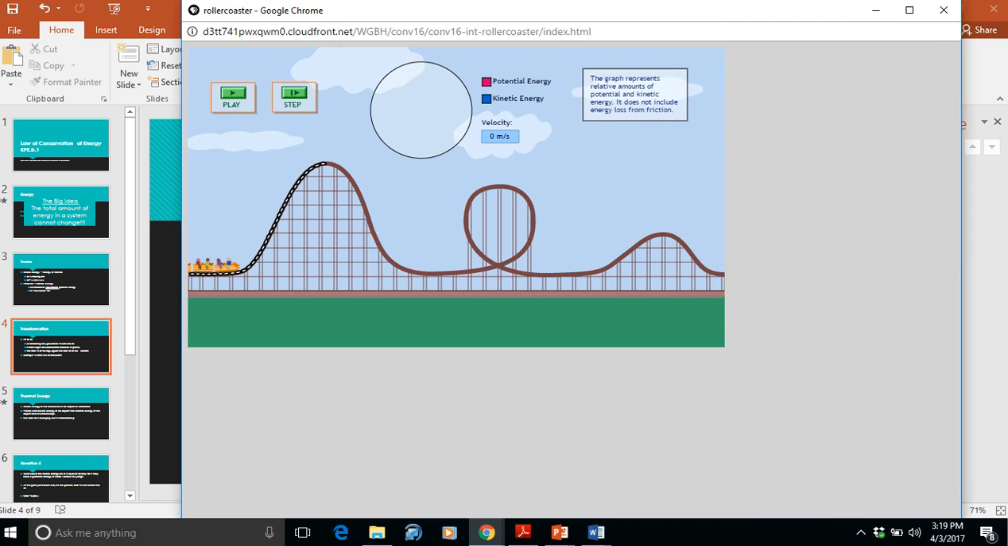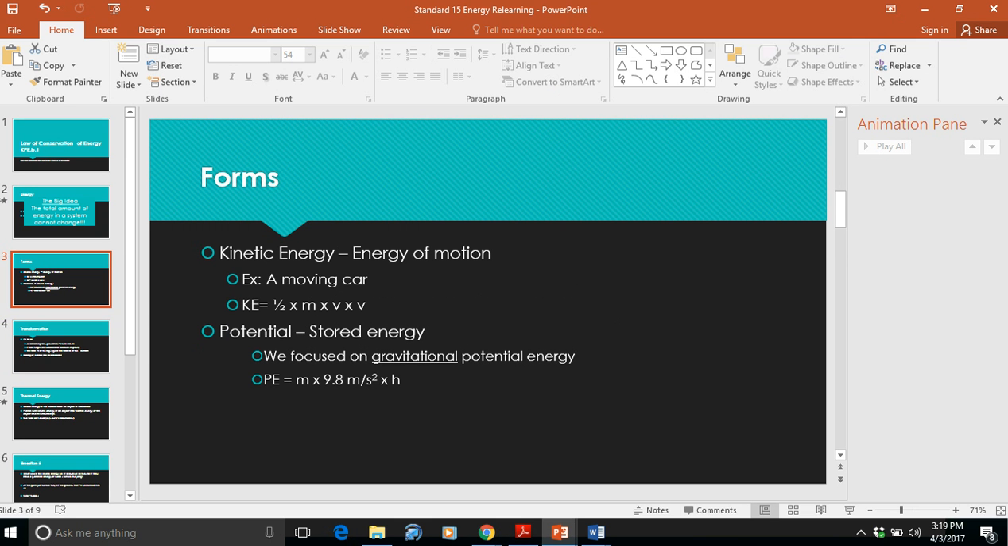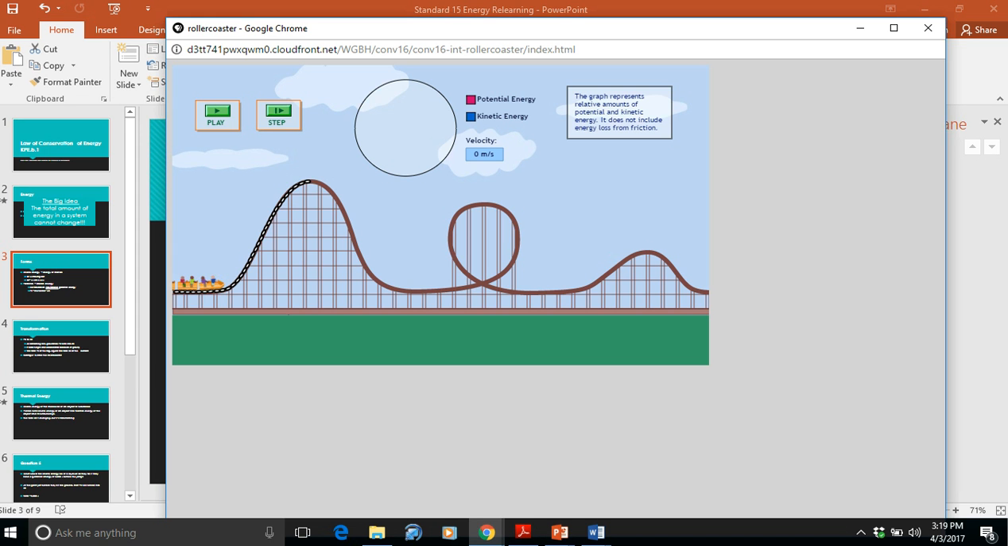So if we take a look at this, I would highly recommend that your YouTube is on full screen right now. When we play it, where is the highest amount of potential energy going to be? Well, again, if we go back to our equation, when the height is highest, the potential energy is highest. And so the roller coaster will have the highest amount of potential energy when it is at the top, the highest point.